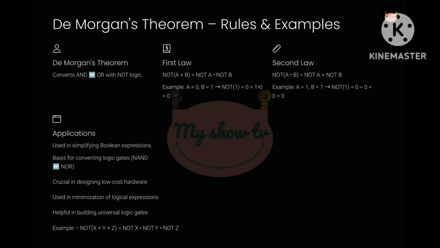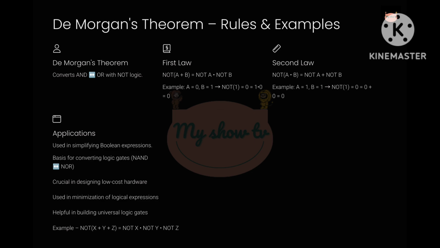Second law: NOT (A·B) equals NOT A OR NOT B. This means, if we take the AND of two variables and then NOT it, it's the same as NOTing both variables and ORing them. These laws are useful when designing circuits only using NAND or NOR gates, which are available in low-cost ICs. They also help simplify long and complex Boolean expressions.